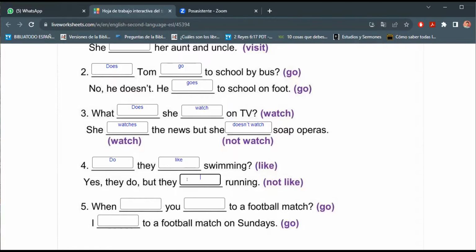Dice, yes, they do, but they don't like running. Don't like running.